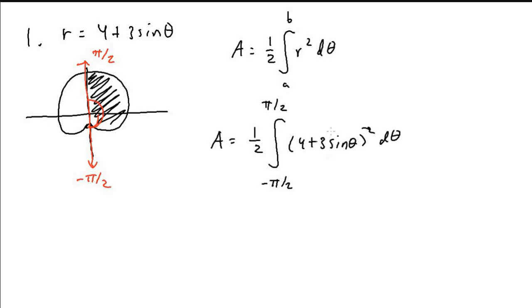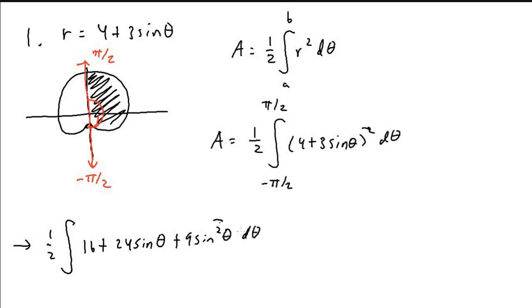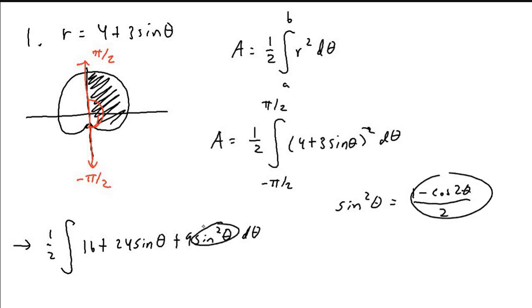So in order to integrate this, we must FOIL 4 plus 3 sine theta squared. So we'll get 1/2 times the integral of 16 plus 24 sine of theta plus 9 sine squared theta d theta. So notice we do have sine squared here, and we can't integrate that easily, so we must use the half angle formula. Once again, sine squared of theta is equal to 1 minus cosine of 2 theta over 2. So we can just go ahead and replace that with sine squared.